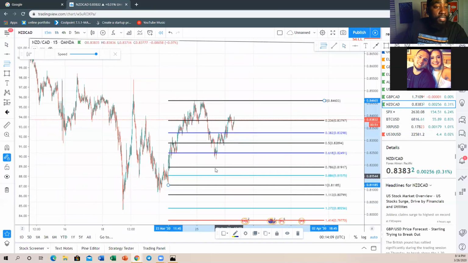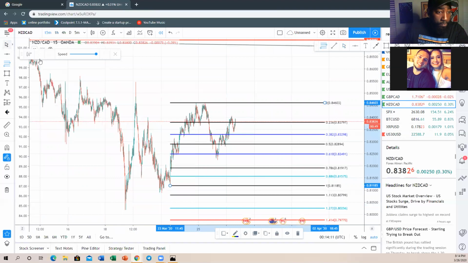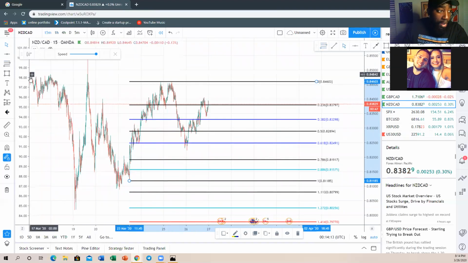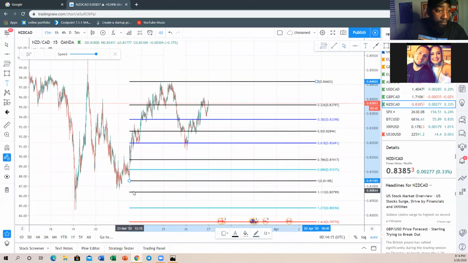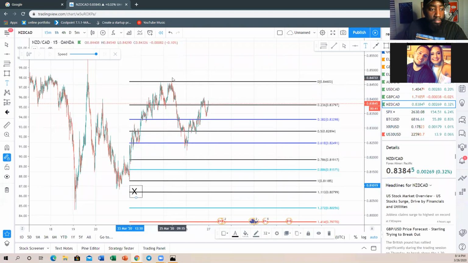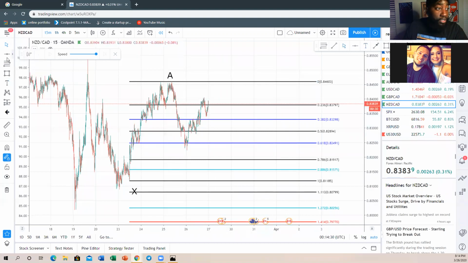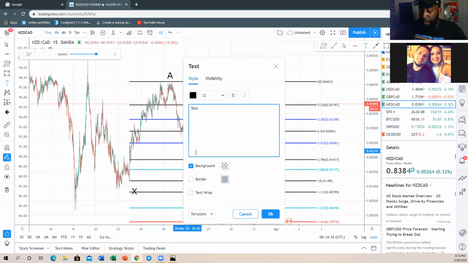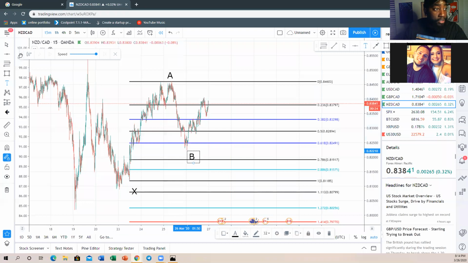So same thing here on NZD CAD. Pull this down. I've got my potential X to A right there. Now let's see where this potential C is at. You know B is going to be the vertex of this. Here is your retracement and turnaround.